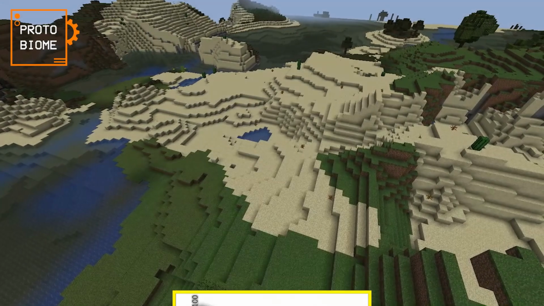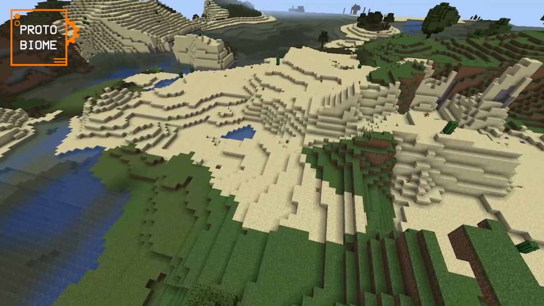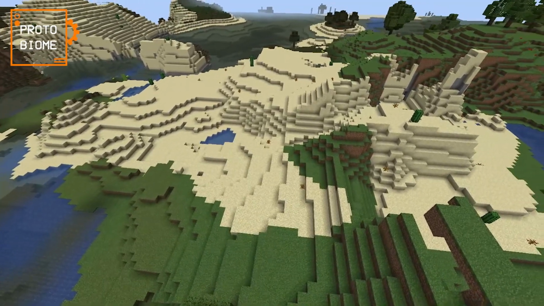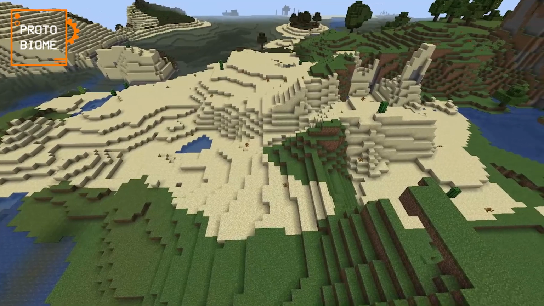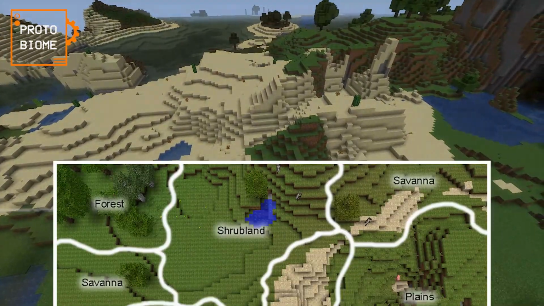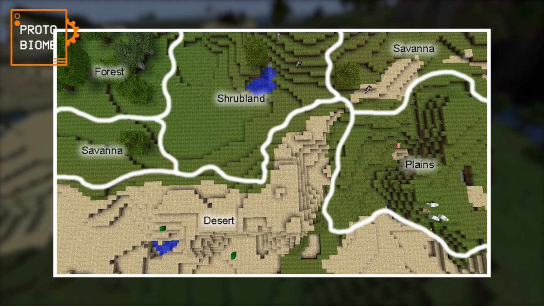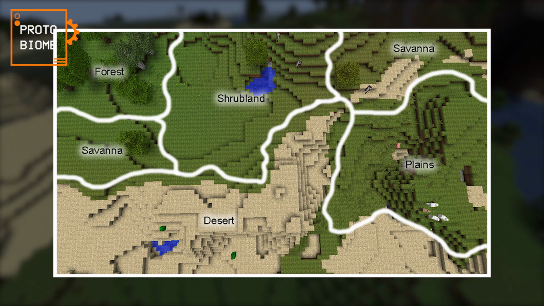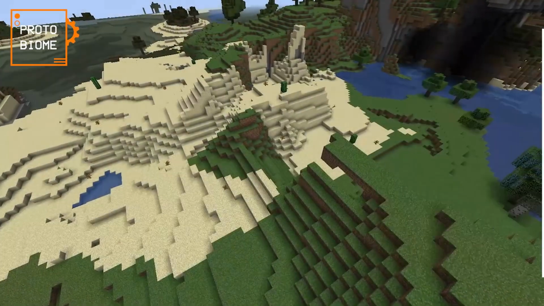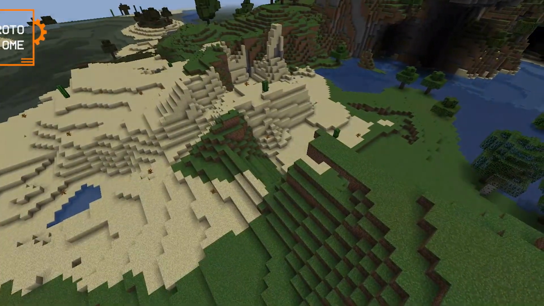On the whole, biomes were generally quite small, on some occasions being smaller than a chunk, and were somewhat less distinct. For instance, the boundary between a shrubland and a plains biome could be almost unrecognizable, and strange desert grassland hybrids were commonplace. So, similar to InfDev, but not quite.